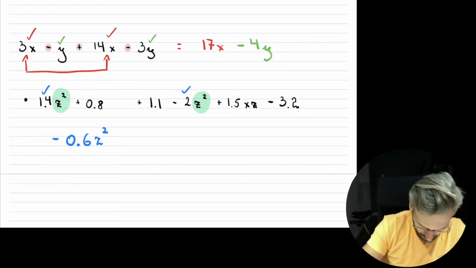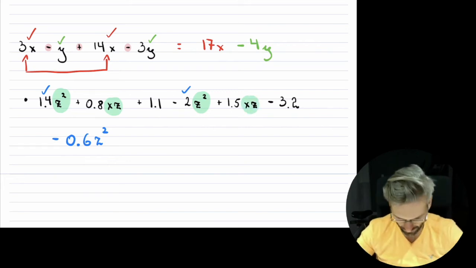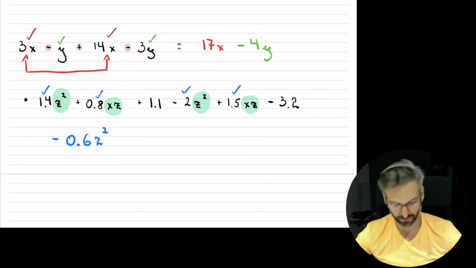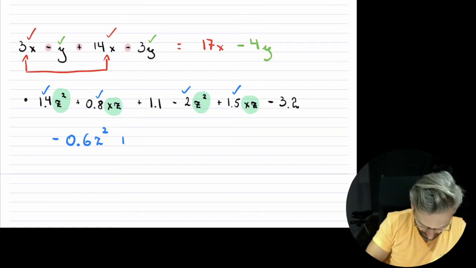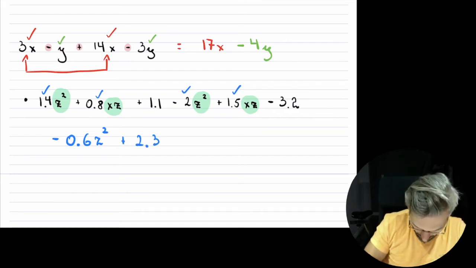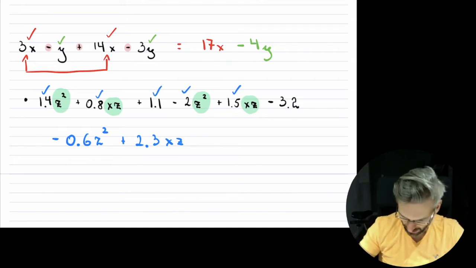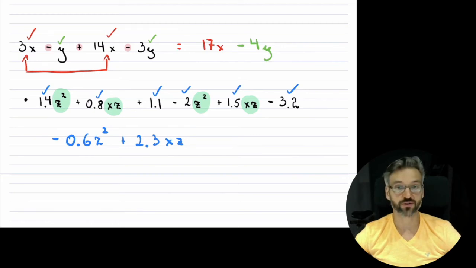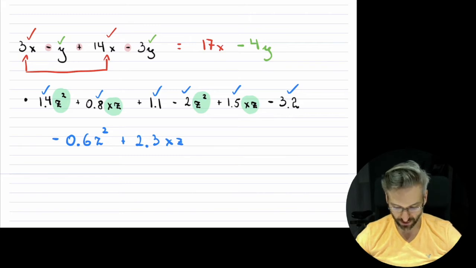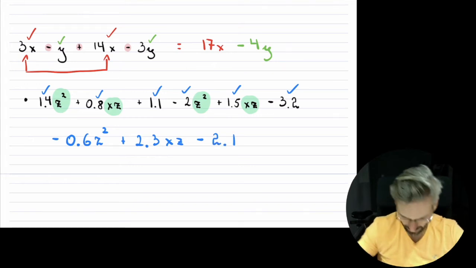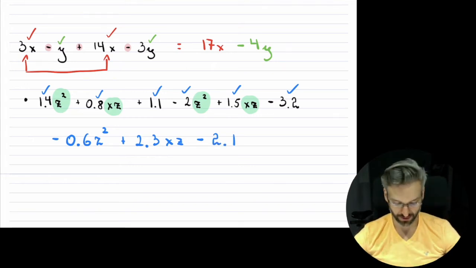All right, now is there anything else that I can collect? Yes, I can. So here is an xz and an xz here. So I can collect those. Again, my coefficients right here are positive, and when you add them up, that's going to be 2.3 xz. So now that's out of the way, and that only leaves the terms which have no unknowns. They're just numbers. So I have 1.1 minus 3.2. So be careful. This is going to be -2.1.